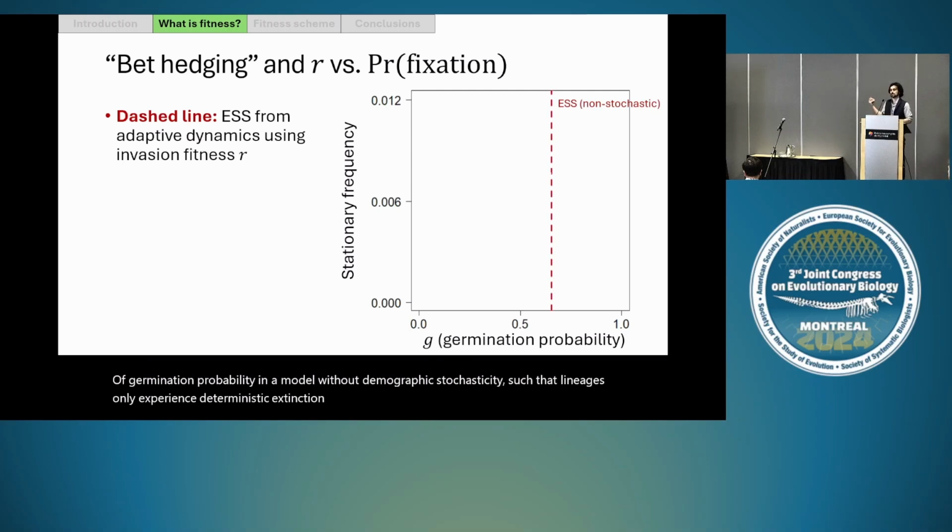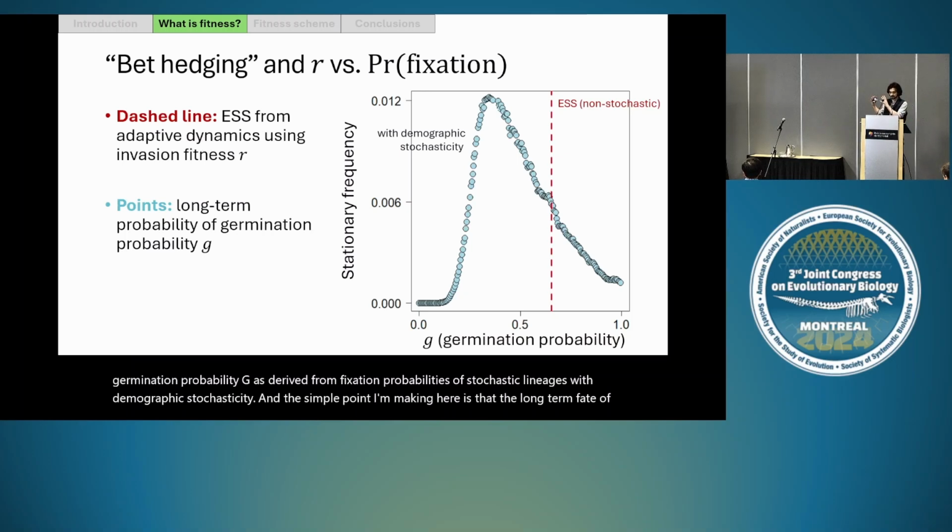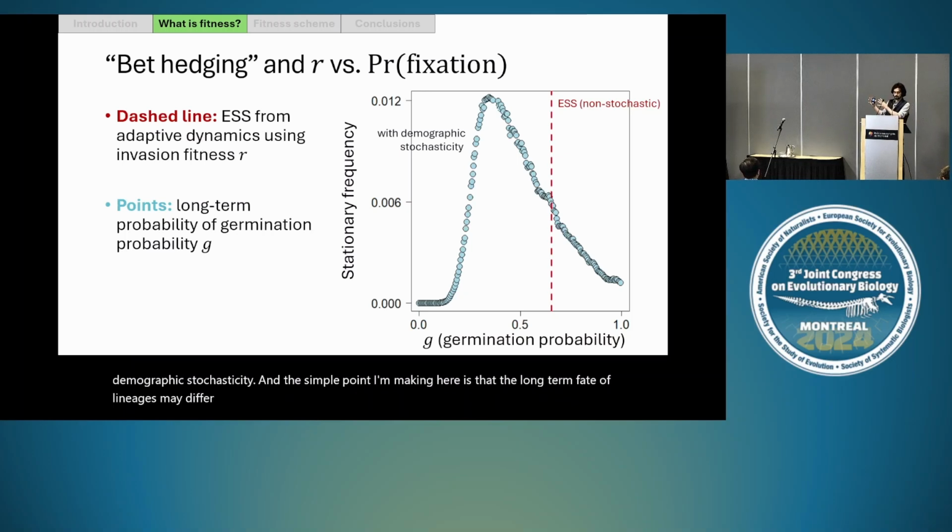This is what you would get, for example, from an adaptive dynamics model. And these points here show the long-term stationary frequency of germination probability G as derived from fixation probabilities of stochastic lineages with demographic stochasticity. And the simple point I'm making here is that the long-term fate of lineages may differ systematically from what you would expect from the short-term fitness metric.